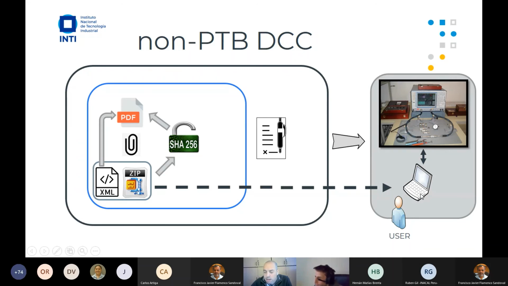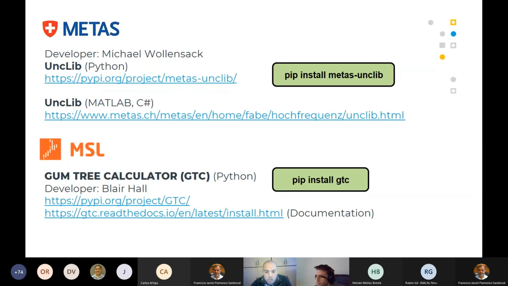The user next, the only thing they have to do is to extract the digital file and import it to their automated controller system, and without typing any number or anything, they could start making measurements with traceability to INTI. Well, I think this is what you want to know.